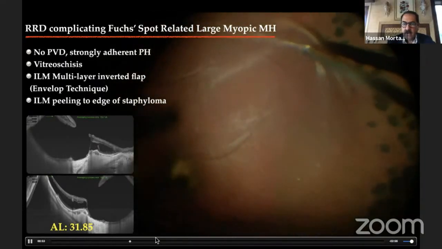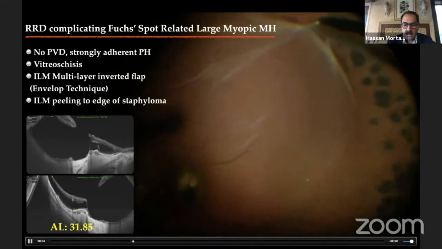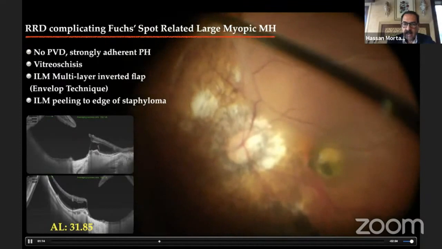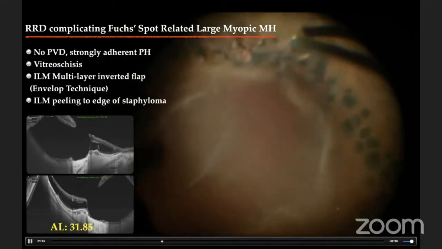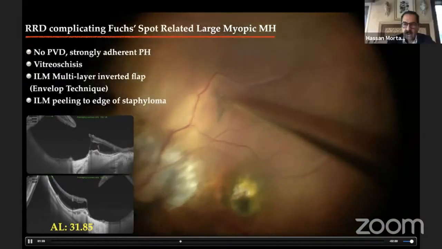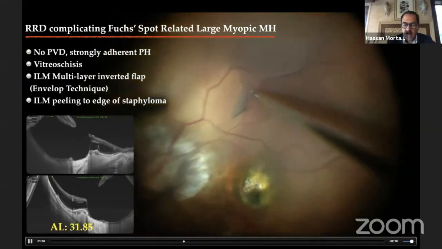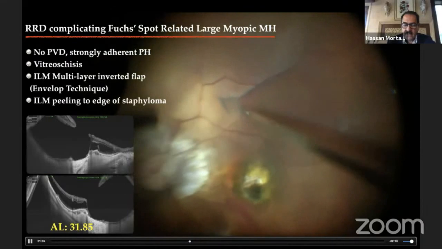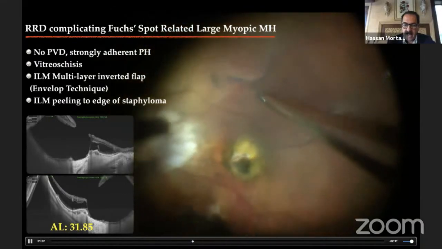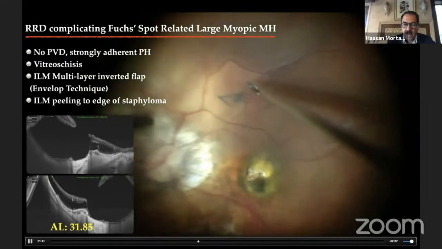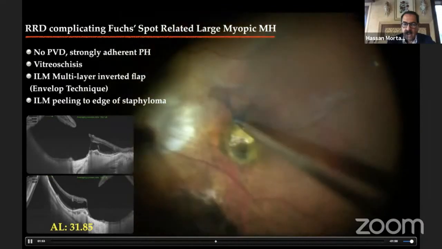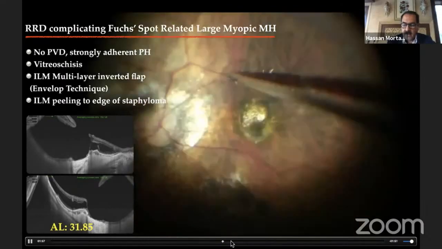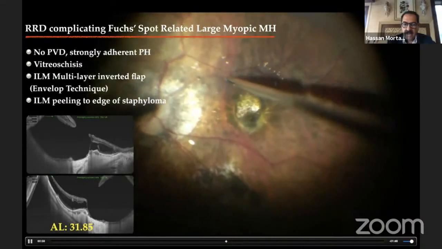And then moving to the periphery, the posterior hyaloid was peeled, and then brilliant blue was injected. In this case, I found it difficult to peel the internal limiting membrane with the detached retina, so I decided to peel it under PFCL.